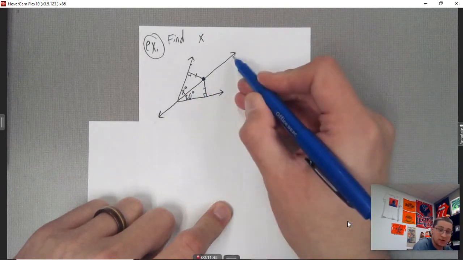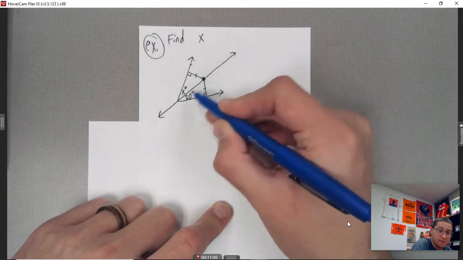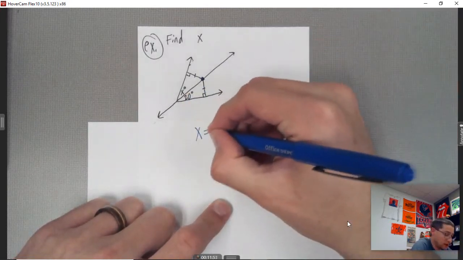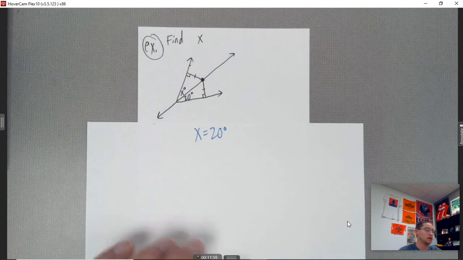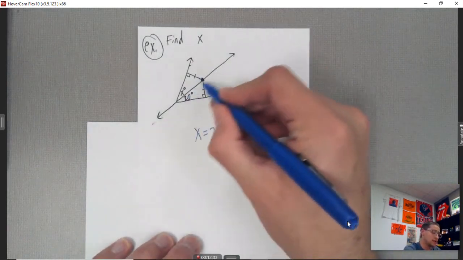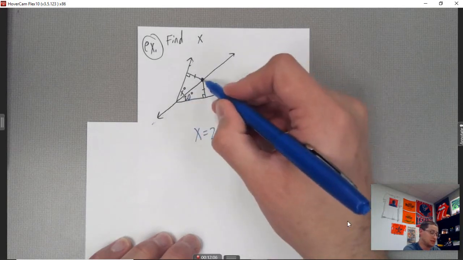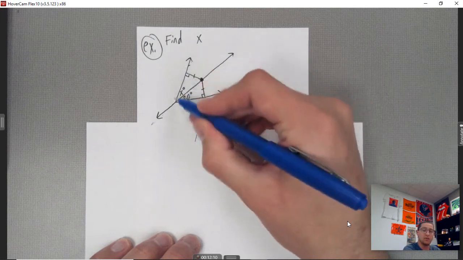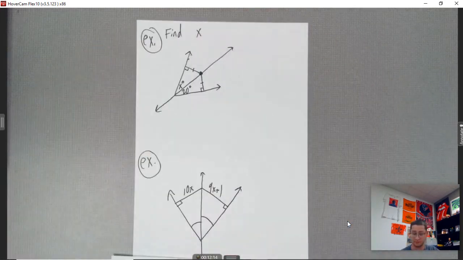There's my angle bisector. And if this is going to be an angle bisector, then what do I know about x and 20? That they're the same. So x is actually equal to 20 degrees, and that is that problem. But it's because I know that this line right here is the angle bisector, and the reason I know that is because this point is equidistant from the sides of that angle.